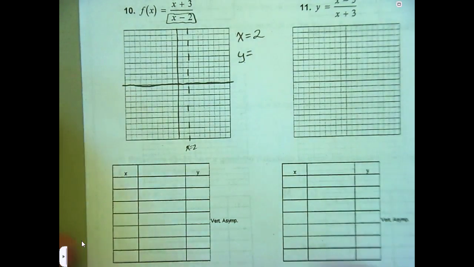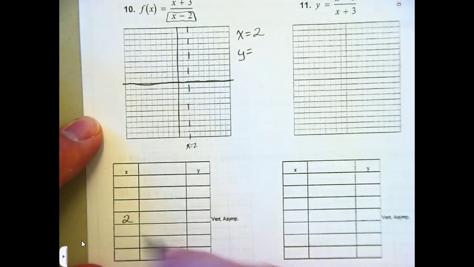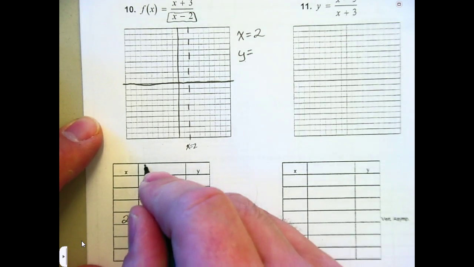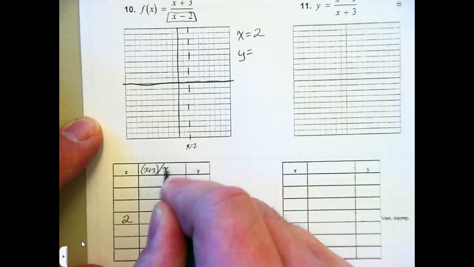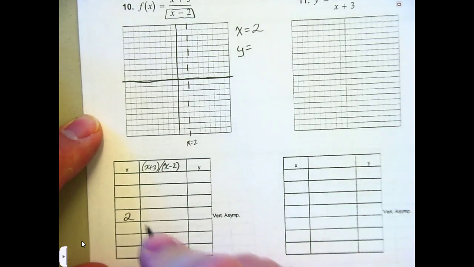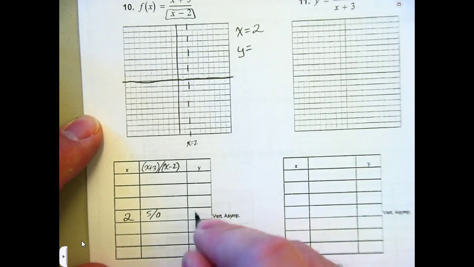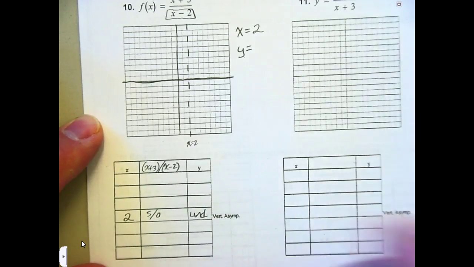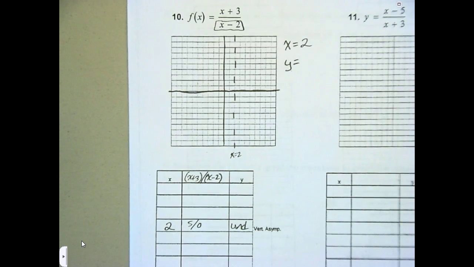I also know that my vertical asymptote is undefined when x is 2. If I wanted to fill out my table, that'd be x plus 3 divided by x minus 2. I would have 2 plus 3, or 5, divided by 2 minus 2, or 0, which would be undefined. That's why the asymptote is there. Okay? What is the y asymptote?